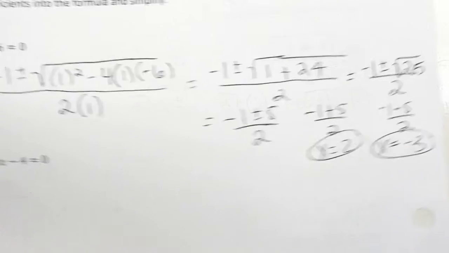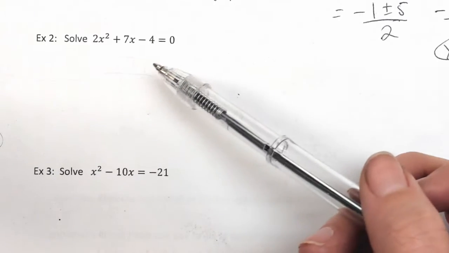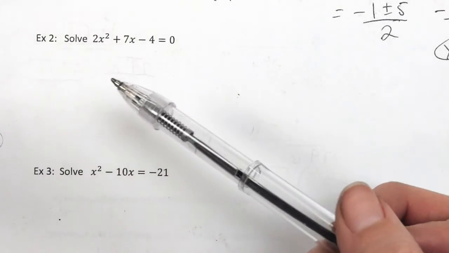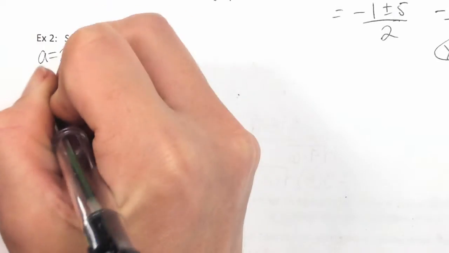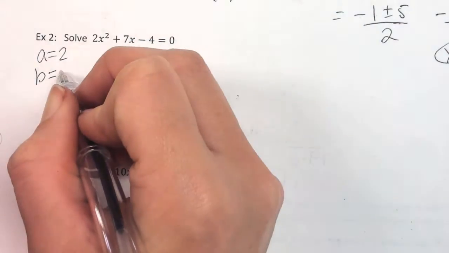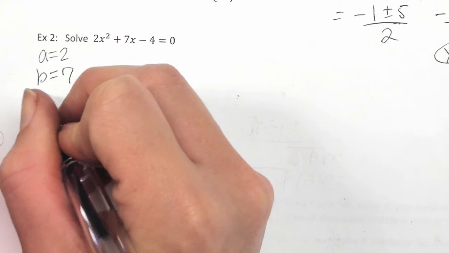All right. So in this one, is this in standard form? Yes, because we know zero's on this side, everything else on the left. What's our A? Kennedy. Matthew, what's our B? Timothy, what's our C?